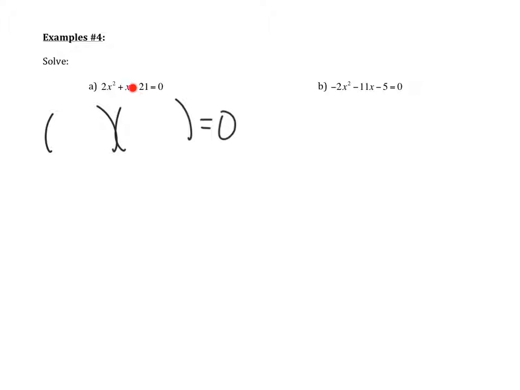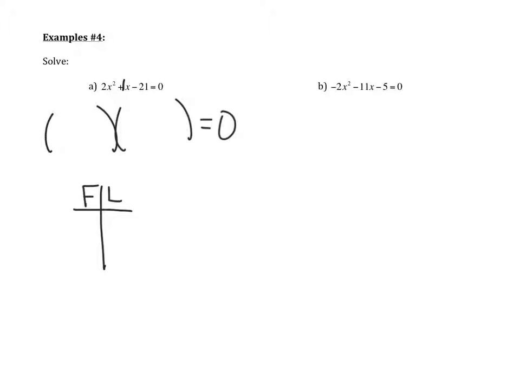Our last number is negative, so we know that I'm going to take a binomial times a binomial, and the numbers that go here, one of them has to be positive and one of them has to be negative in order to get that negative 21 out in the end. So let's set up our first and last chart, and again, keep in mind that one of the last factors for negative 21 has to be negative. So what combination of 2 and 21 is going to give me that positive 1 in the middle?